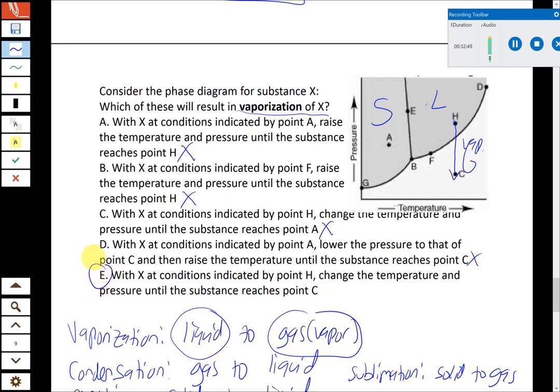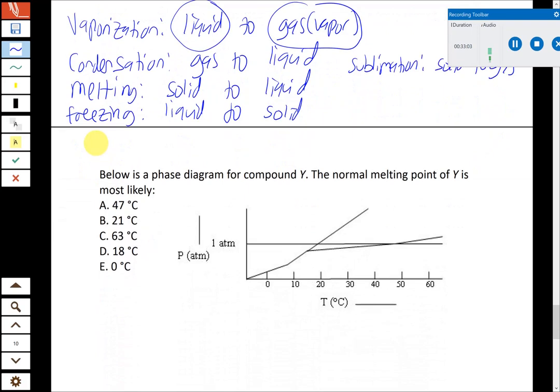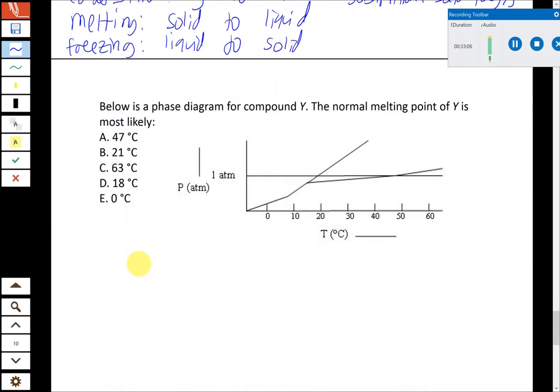So if you're looking for vaporization, you want to find a process where you start in the liquid part of the diagram, or any part of the diagram where the liquid exists, and then you end up in the gas or vapor part of the diagram. And that's the only one that works, choice E there. Okay. And then the other thing that we can do with phase diagrams, which is what we're asked in this problem, is we can predict the temperatures at which these different phase transitions occur.